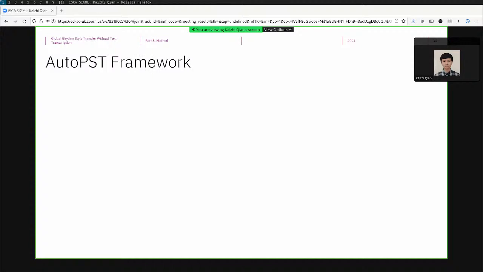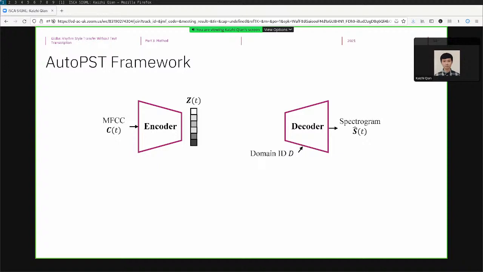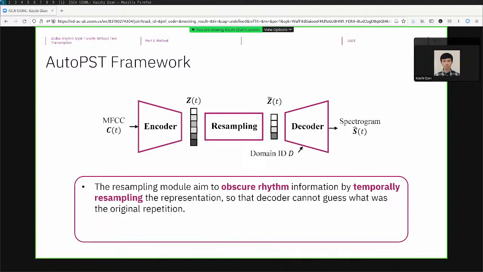To achieve this goal, AutoPST adopts the following framework. Similar to the AutoVC structure, it contains an encoder, which encodes the input speech feature into a hidden representation, and then a decoder, which tries to reconstruct the input speech. The major difference from AutoVC is that AutoPST contains a 3rd module called the Resampling module, which attempts to scramble the rhythm information by temporally resampling the hidden representation. In this way, the decoder would have a hard time guessing what was the repetition of each phone before the resampling module.